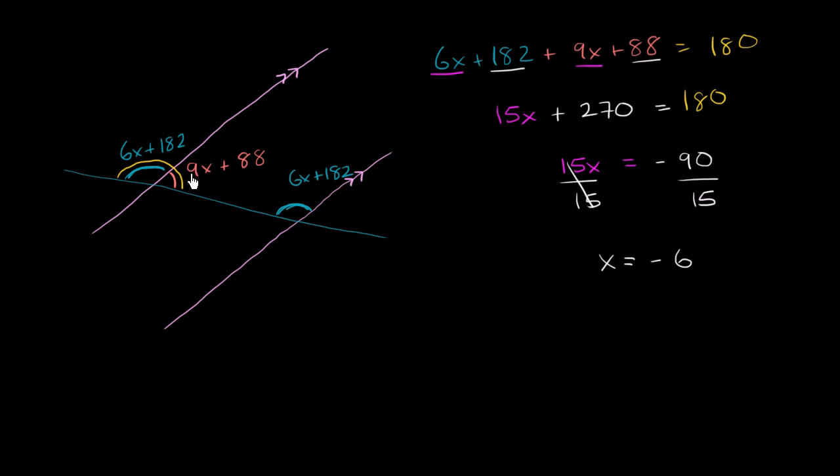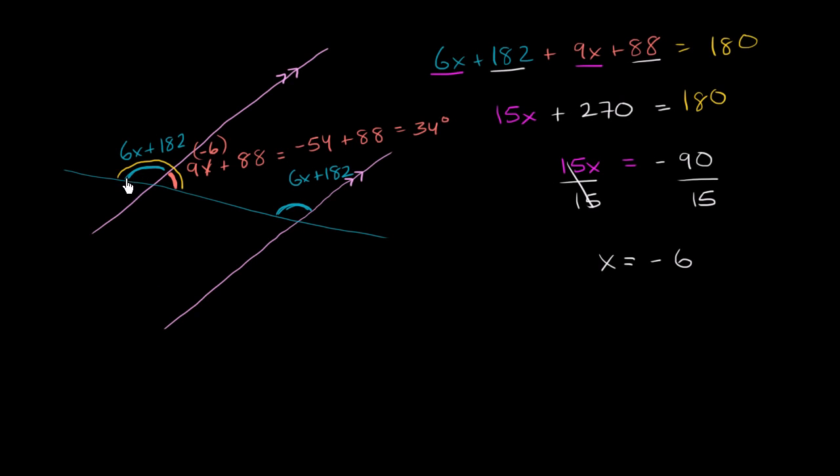So this angle right over here, 9x plus 88, is going to be equal to 9 times negative 6 plus 88. 9 times negative 6 is negative 54. Negative 54 plus 88. Let me write this down before I make a mistake. Negative 54 plus 88, to go from 88 minus 54 will give us 34 degrees. So this is equal to 34 degrees. So this orange angle right over here is 34 degrees.